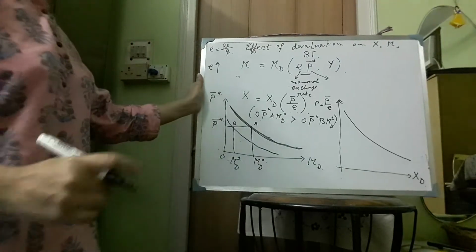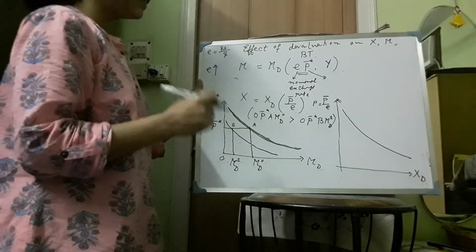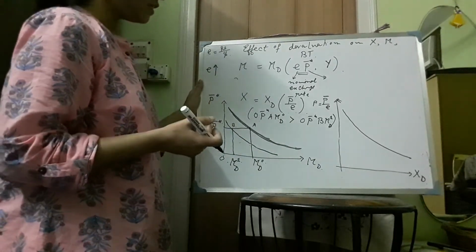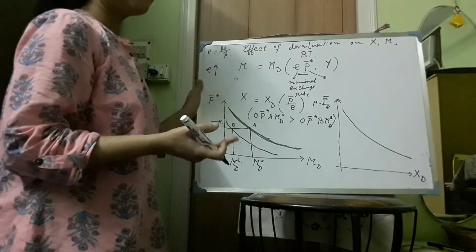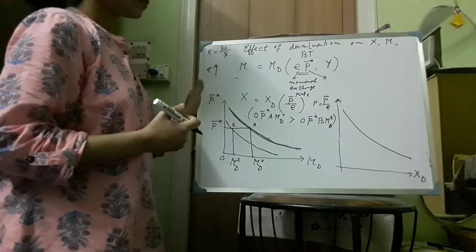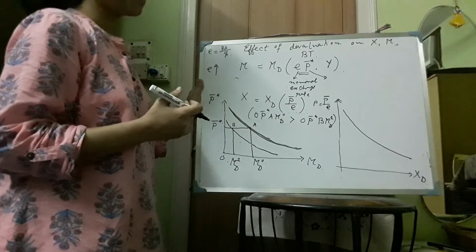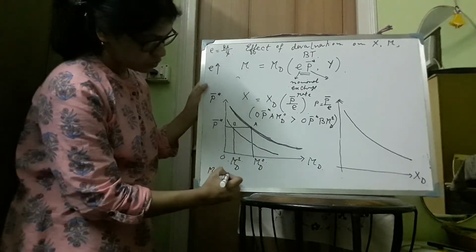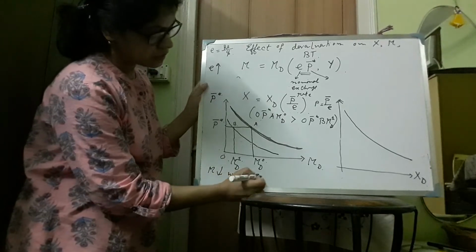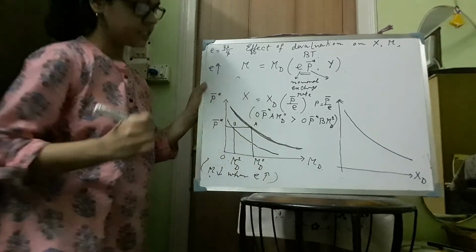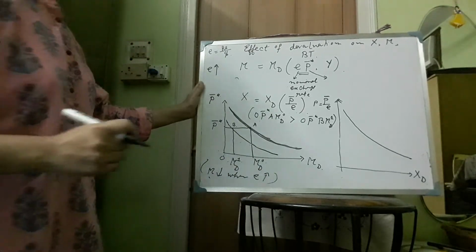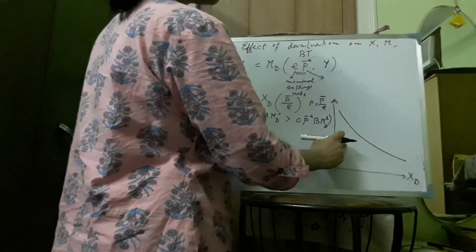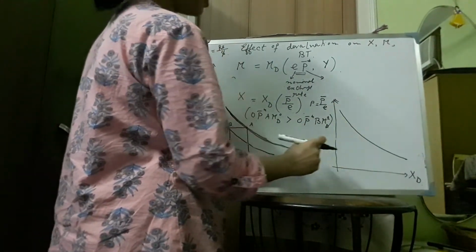Then what is our conclusion? Our conclusion is that if there is a devaluation of the home currency, then the demand for import will fall. Definitely there will be a fall in the demand for import. So import falls when E rises. This is our conclusion about the import. Now let us consider the export demand schedule.